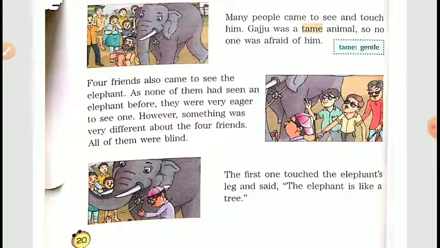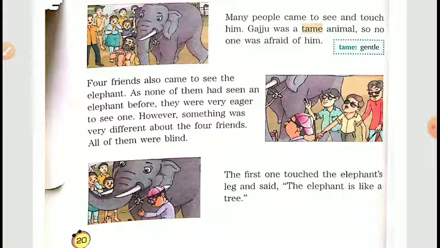So remember the word different, because if you remember the word different, you will be able to remember that for such people we use differently abled people. So the four friends who came to see the elephant were all visually impaired.